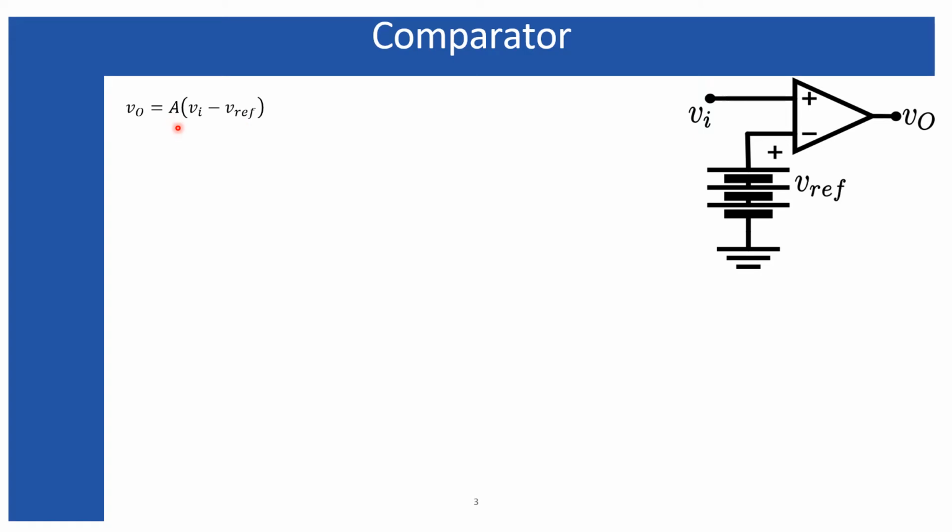Now, if this open loop gain of the operational amplifier goes to infinity, then Vi becomes equal to V reference, because the difference becomes zero. If you divide V0 by this infinite gain A, then obviously V0 divided by A will result in zero, and Vi minus V reference becomes zero, so that you can conclude by this equation.